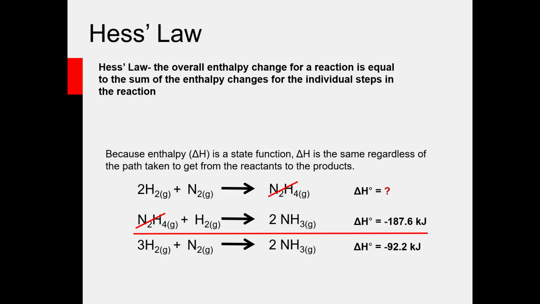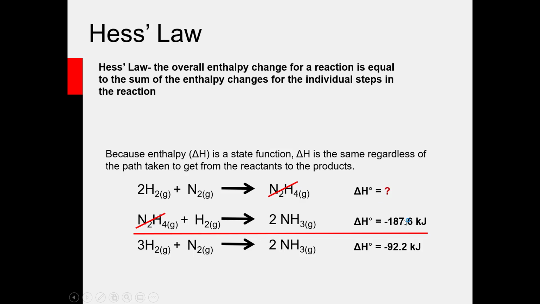And the reason that works is because enthalpy is a state function. It doesn't matter what path I take to get from 3 moles of hydrogen gas and 1 mole of nitrogen gas to 2 moles of ammonia. It only matters that I start with 3 moles of hydrogen gas and 1 mole of nitrogen gas, and I end up with 2 moles of ammonia. So if I'm doing this overall reaction in this step plus this step, the enthalpy change of this step plus this step must be equal to the overall enthalpy change. And that's what Hess's law says.